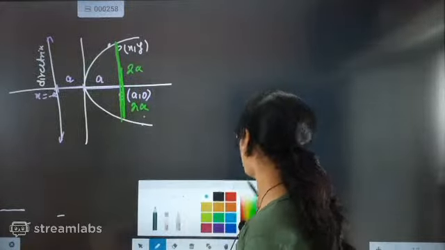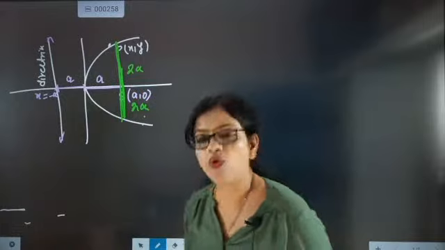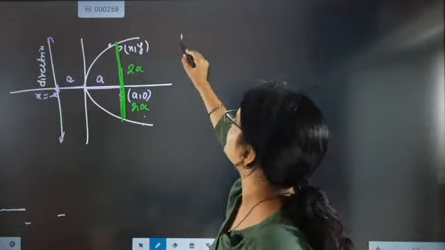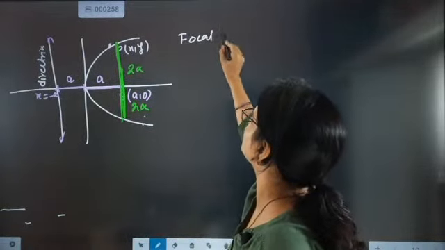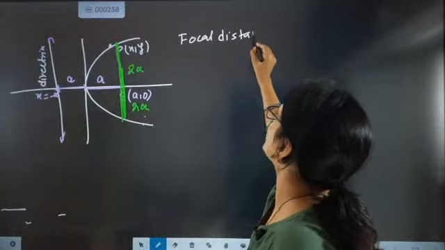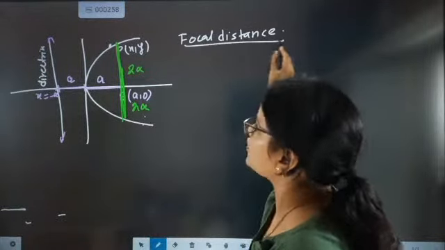Only the focal distance we have not discussed. What is the focal distance of any point? I think we have discussed all the points for this one.